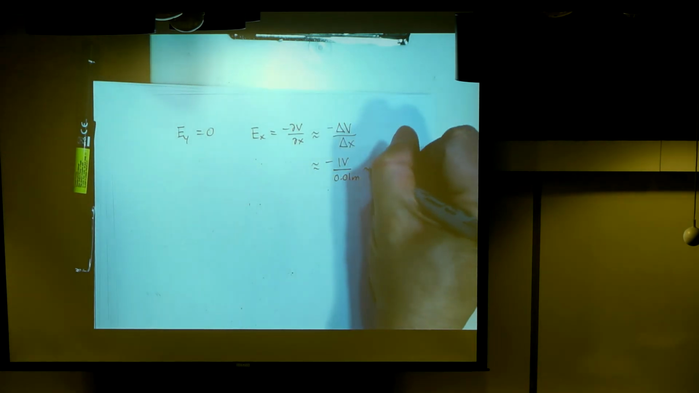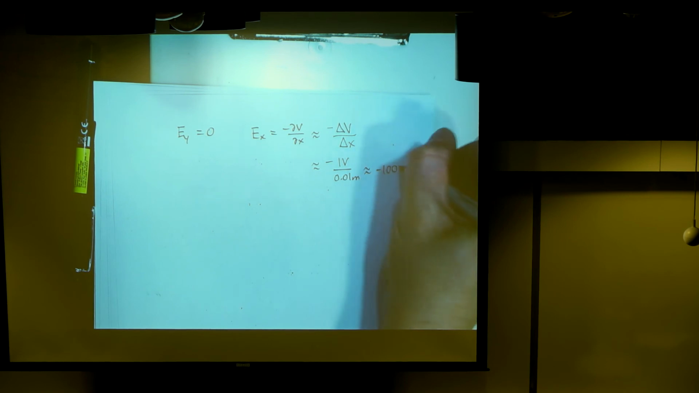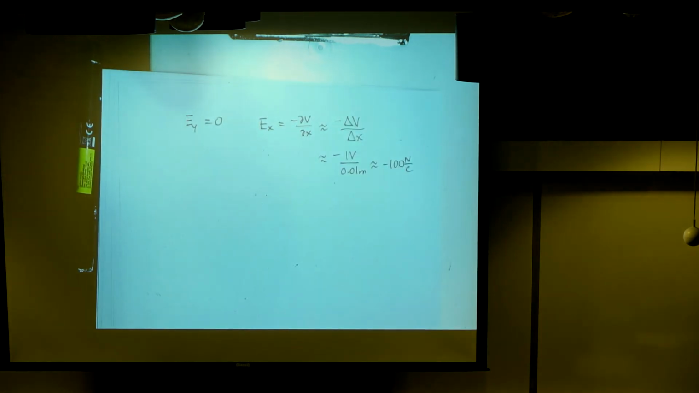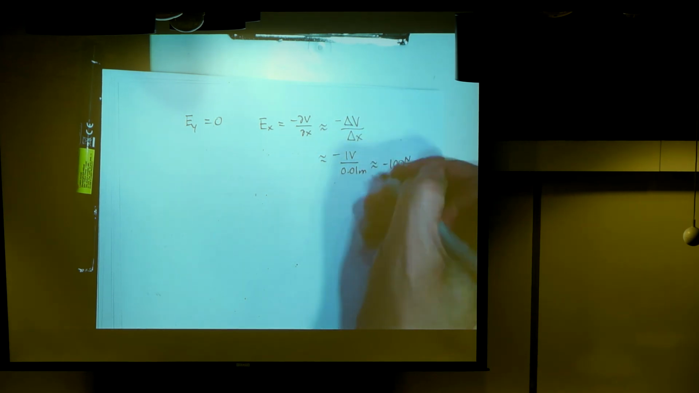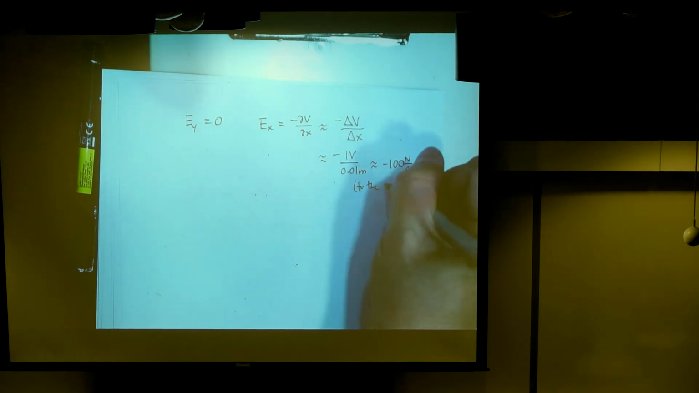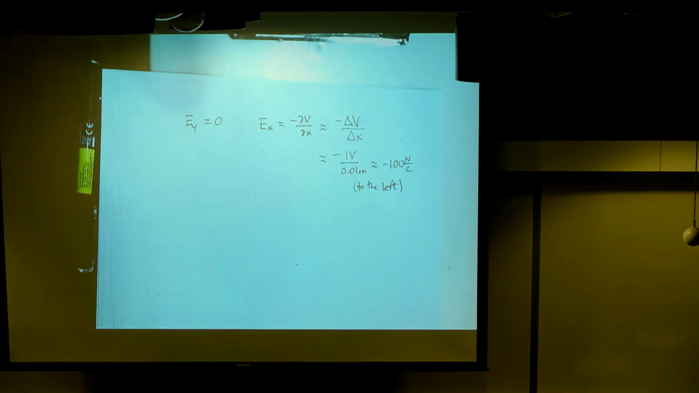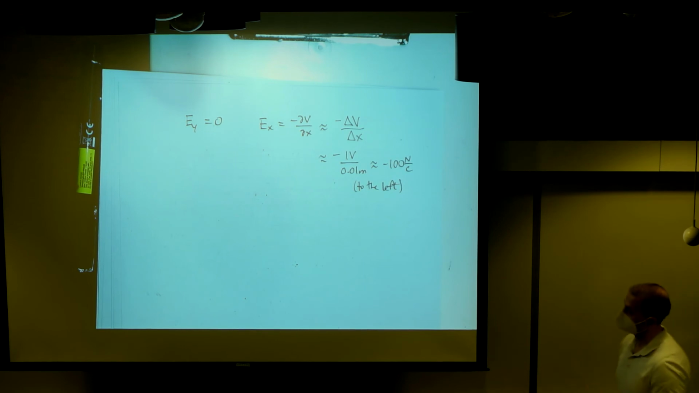So that's about minus 100 newtons per coulomb. Okay? So that just means the E field is pointing in the negative x direction, which we're assuming is to the left here. Okay? So at point A, we have an E field which is 100 newtons per coulomb, pointing to the left. Okay?